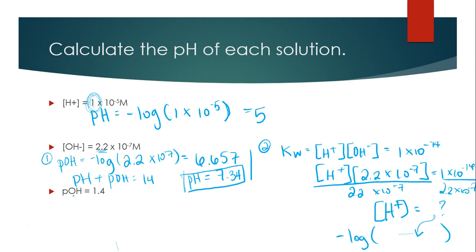Now, this one asks me to do the pH of this one. It's real simple, then we're just going to subtract. 14 minus 1.4 is 12.4.